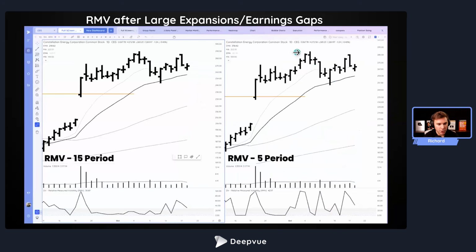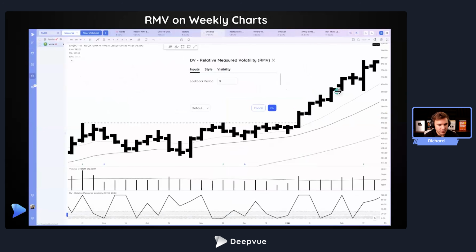Here's an example after large expansions. With RMV15, because this is such a big expansion, that expansion is being considered for the next 15 days. So everything generally looks tight, even though it is tight here. While with RMV5, you only need 5 days of lookback. So it's a little bit more sensitive to tight areas after an earnings gap.